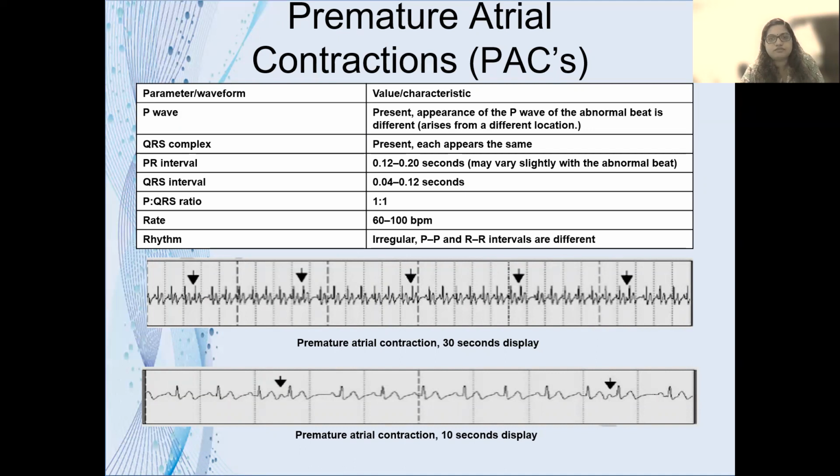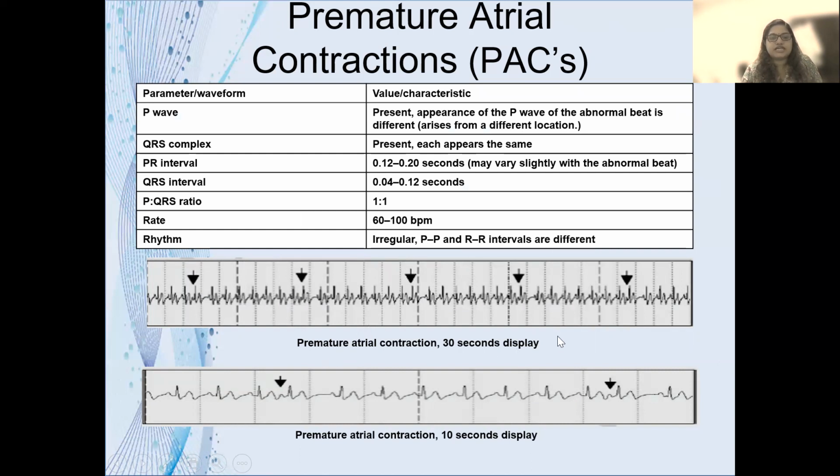Look at the ECG waveform. You have P waves present. The appearance of the P wave of the abnormal beat is different because it arises from a different location. That's why it's a premature atrial contraction. It may not be from the pacemaker of the heart, so the location can be different, and the morphology itself is different. The QRS complex is present and it is identical, so it is the same. The rhythm is irregular because you have PP and RR intervals which are different.